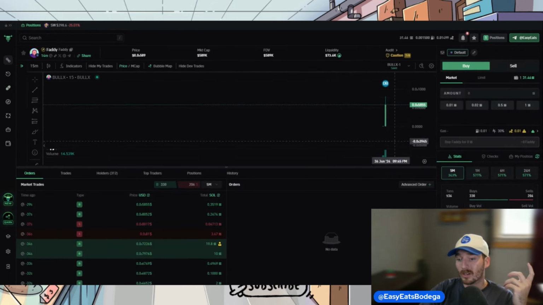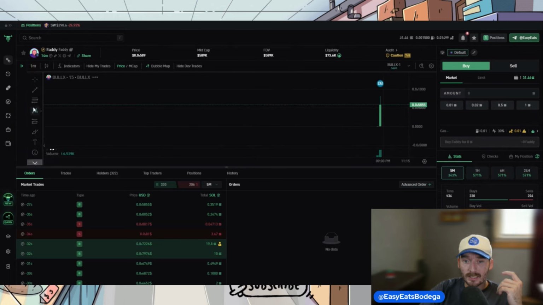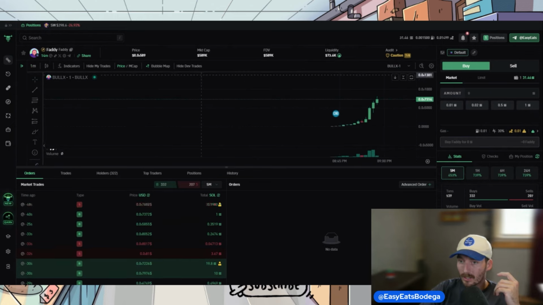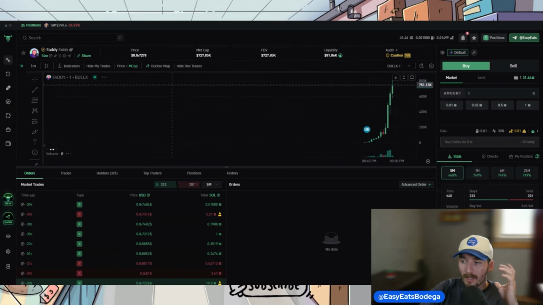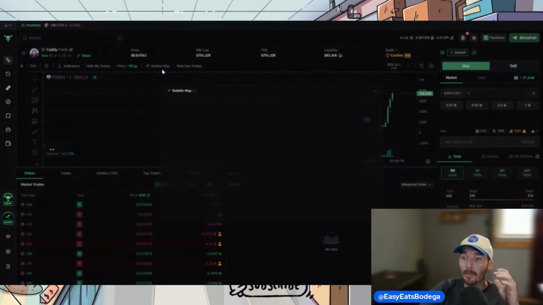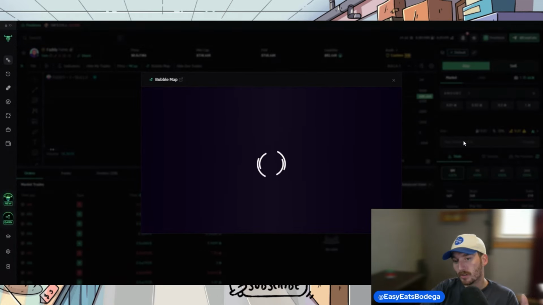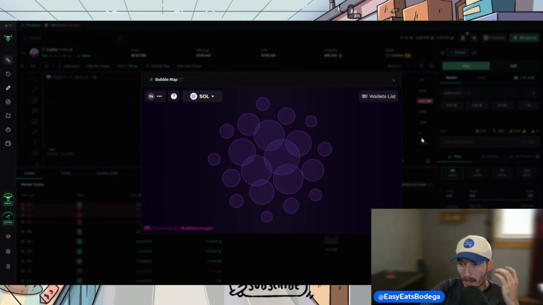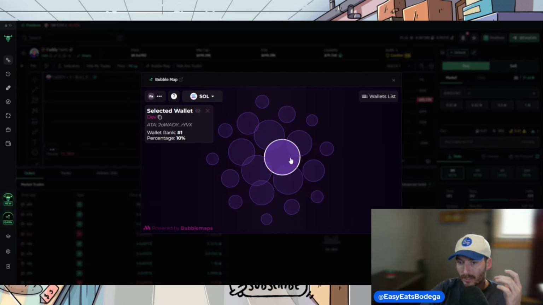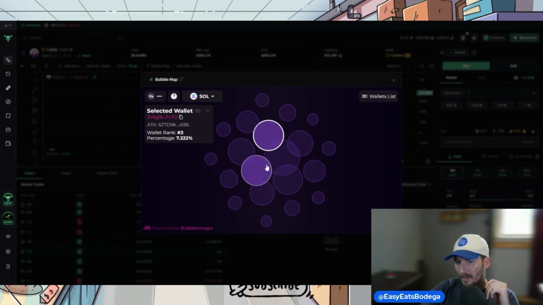This was one right at the start. People buying the heck out of this thing. Let's see the 1 minute chart. Sheesh. Sheesh. Let's flip it to market cap. The other thing that I like to look for here is bubble map. This is a way to see where insiders are trading, who's holding how much of the token, how many of these wallets are connected. So we can actually see that wallet owns 10%, also tied to a couple of these other wallets, which is a little sketchy.